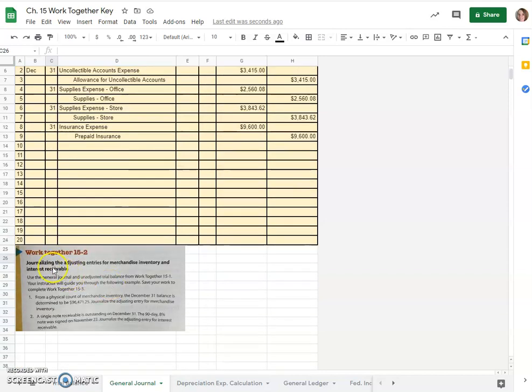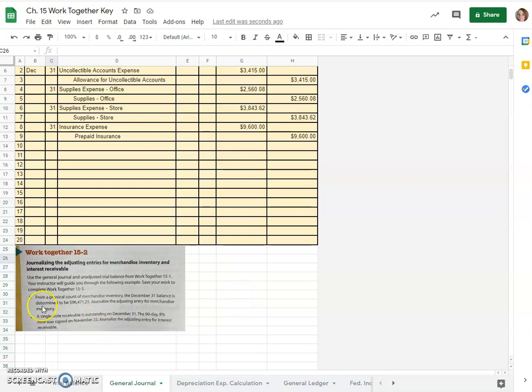In this problem, we are journalizing the adjusting entries for merchandise inventory and interest receivable. Using our general journal and unadjusted trial balance from Work Together 15.1, I will guide you through the following example. And keep saving your work. We're going to use this same workbook 2 more times in these Work Together problems.